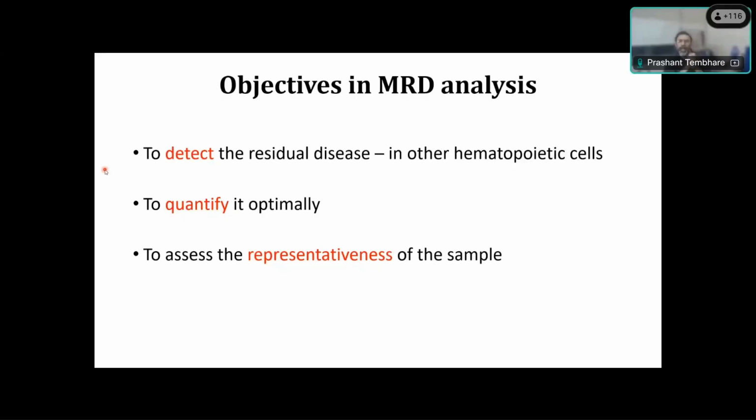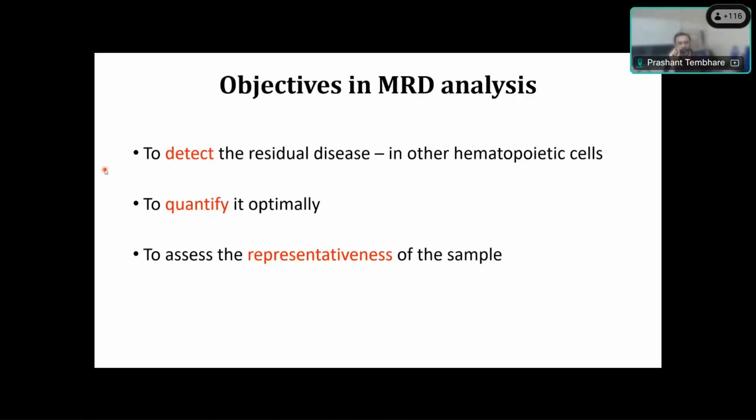Okay. Now, what are the objectives of any MRD analysis? One is to detect the residual disease among other hematopoietic cells, because when we look at the bone marrow or peripheral blood, the other cells are there, right? So first, to identify that disease from among the normal cells. Then the second objective is to quantify it. So what is the level?